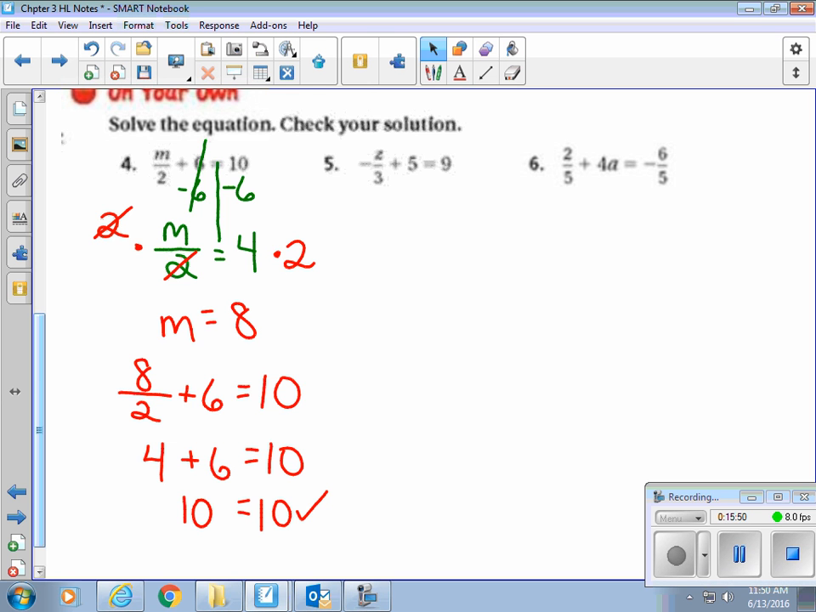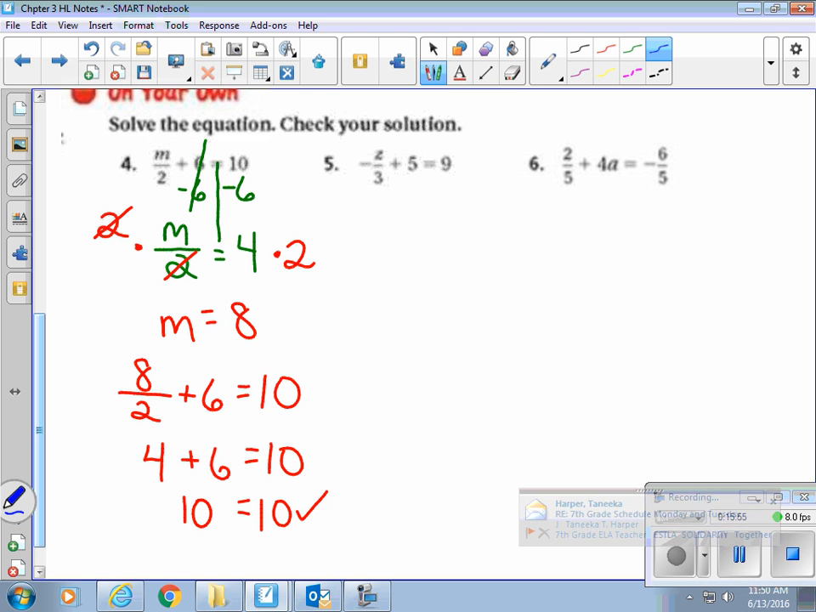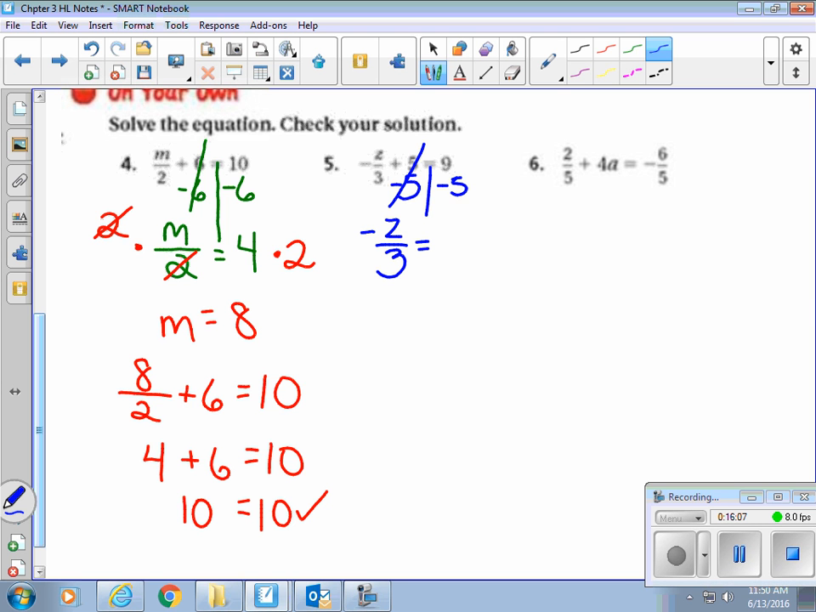In number 5, we're going to undo that addition of 5 first, and we're going to do that by subtracting 5 from both sides. Draw your line. 5 minus 5 cancels out to 0, leaving me with a negative z divided by 3. And on the other side, 9 minus 5 would be 4.